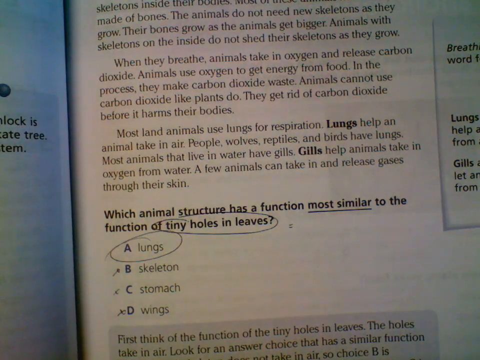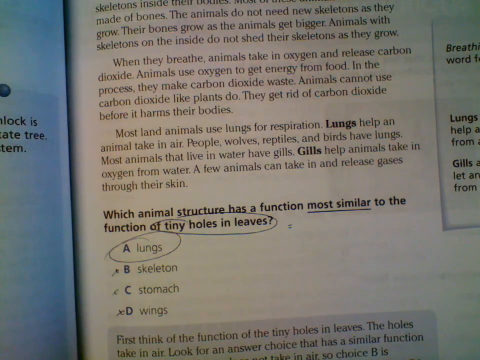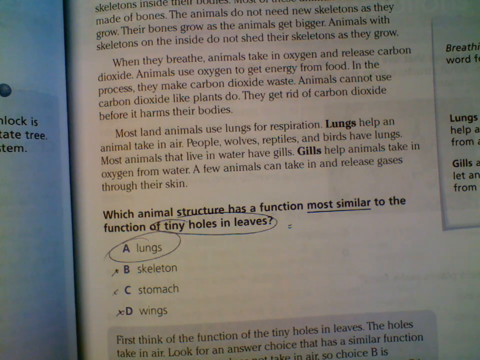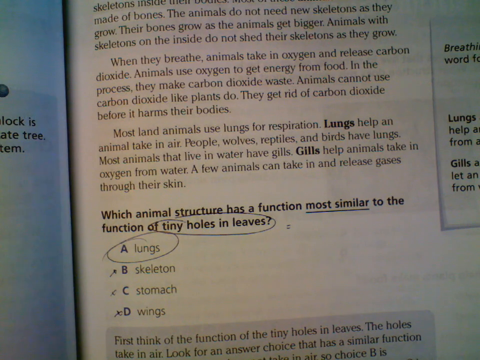First, think of the function of the tiny holes in leaves. The holes take in air. Look for an answer choice that has a similar function in animals. We did that. Checked them all. We got our A.